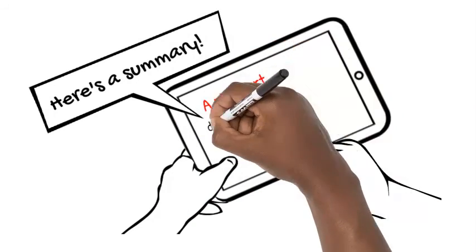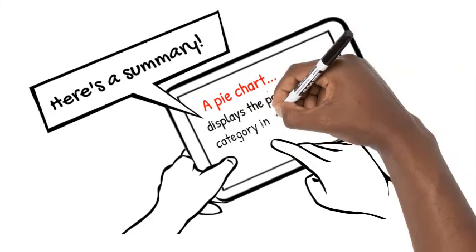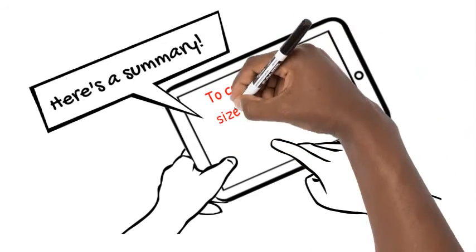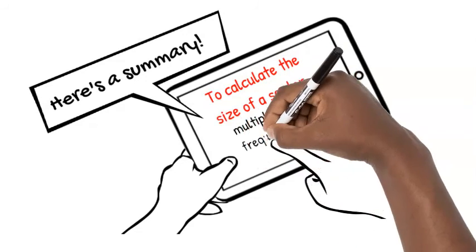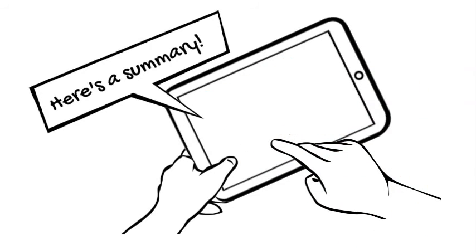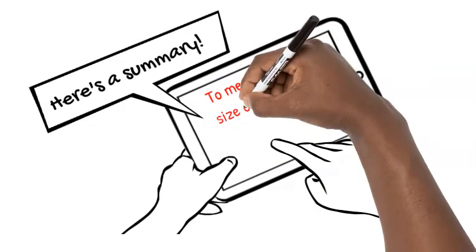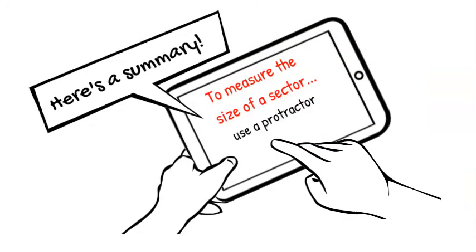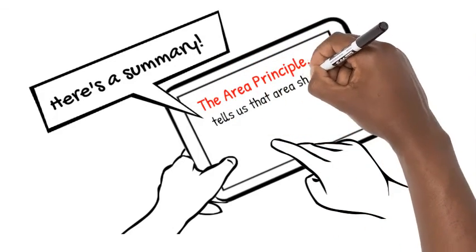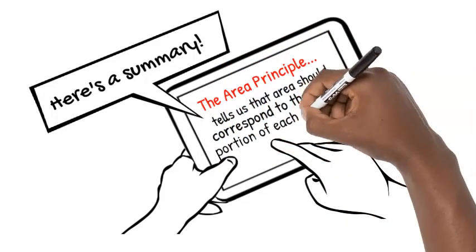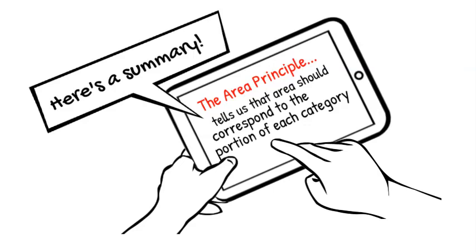A pie chart displays the portion of each category in a circle. To calculate the size of a sector in a pie chart, multiply the relative frequency by 360. To measure the size of a sector, use a protractor. The area principle tells us that the area of each sector should correspond to the portion of each category.